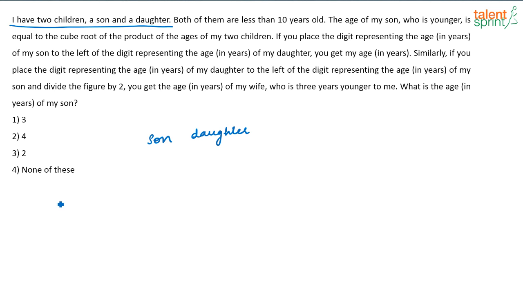See, 1 cube is 1, 2 cube is 8, 3 cube is 27. So mainly you will require only these three. Now, what is given? There are two children. Product of their ages. If you multiply the ages of the son and the daughter, remember the age of the son and the daughter is less than 10 years. When you multiply their ages, the cube root of that is going to be the age of the son. So, son into daughter. If this is the age of the son and this is the age of the daughter, the cube root of that will be the age of the son.